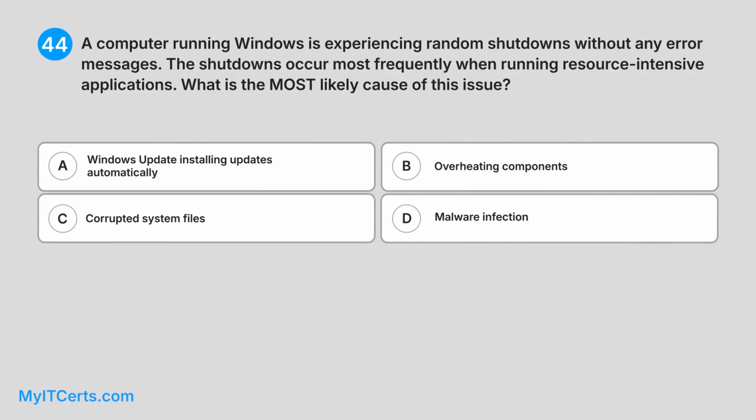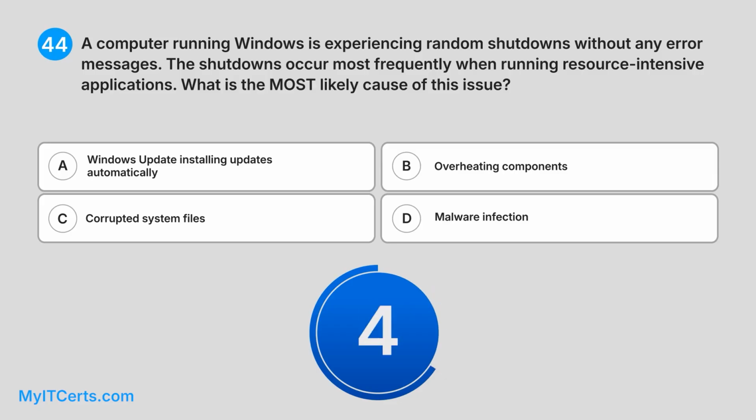44. A computer running Windows is experiencing random shutdowns without any error messages. The shutdowns occur most frequently when running resource-intensive applications. What is the most likely cause of this issue? A. Windows Update installing updates automatically. B. Overheating components. C. Corrupted system files. D. Malware infection. Can you guess the answer?